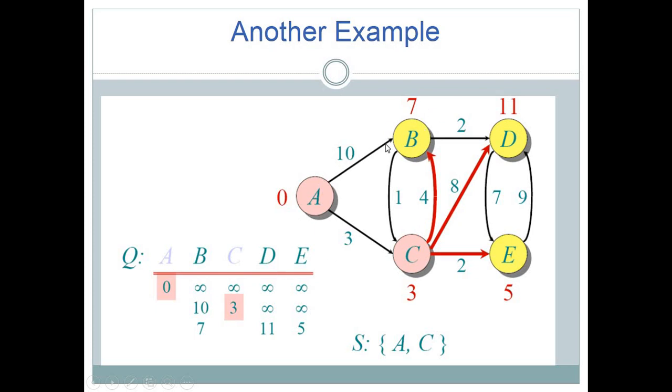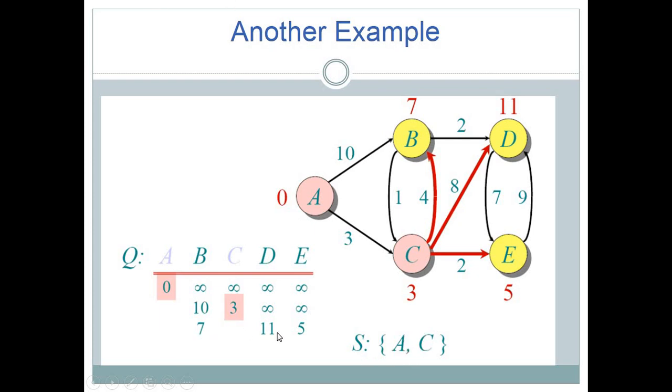Here no direct distance from A to D is available, but if we go through C, then 3 plus 8, 11, will be there. Distance A to E is not available here, but if we consider C, then it will be 3 plus 2, 5. So our updated values are 7, 11, and 5. So we will consider A and C in our set.